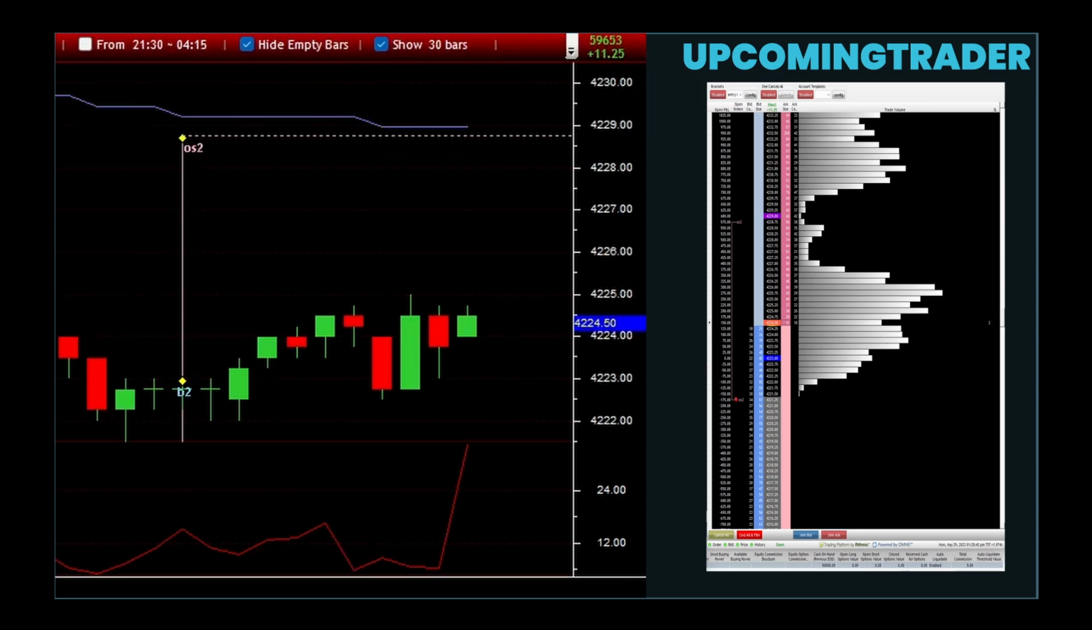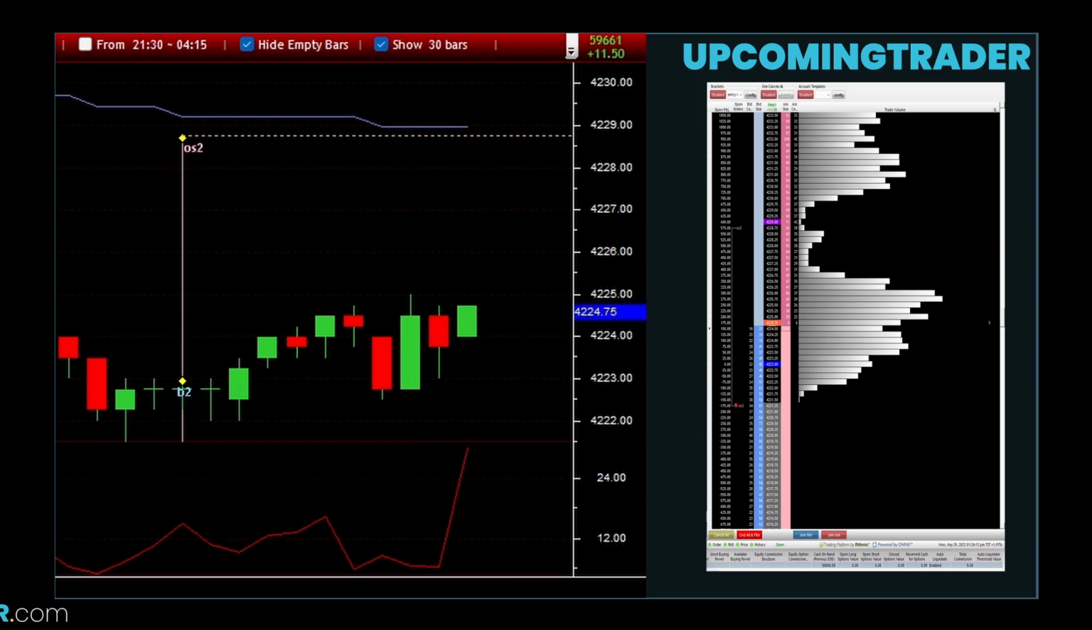The rectangle pattern forms because neither the buyers nor the sellers are strong enough to push the price out of this range. It keeps bouncing between the top and bottom until it eventually breaks out in one direction. This breakout can happen either upwards or downwards, which is why it is called a bilateral pattern. It can signal a continuation of the current trend or a complete reversal, depending on which way the breakout goes. The key to trading a rectangle is patience. You need to wait and see which side gives way before making your move.